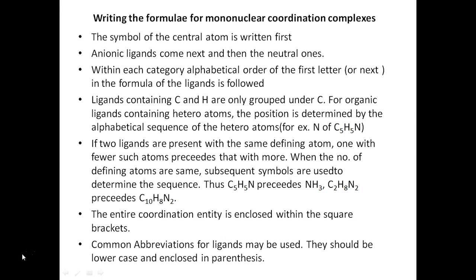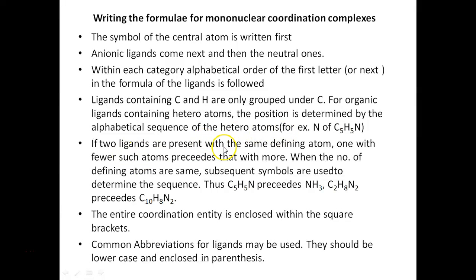First of all, the symbol of the central atom is written, anionic ligands come next, and then the neutral ones. Within each category, alphabetical order of the first letter is followed. Ligands containing C and H are only grouped under C. For organic ligands containing heteroatoms, the position is determined by the alphabetical sequence of the heteroatoms.